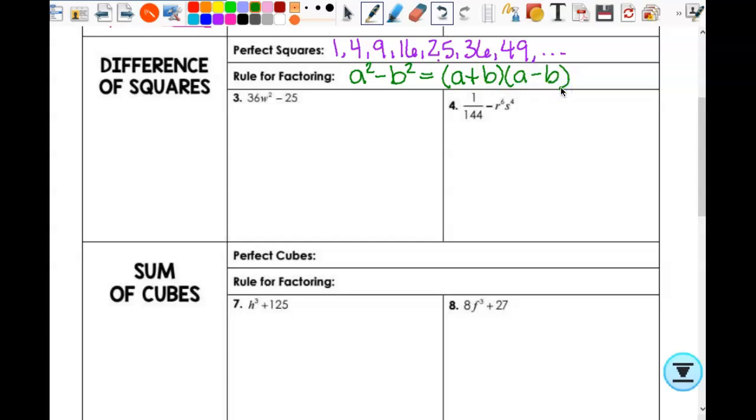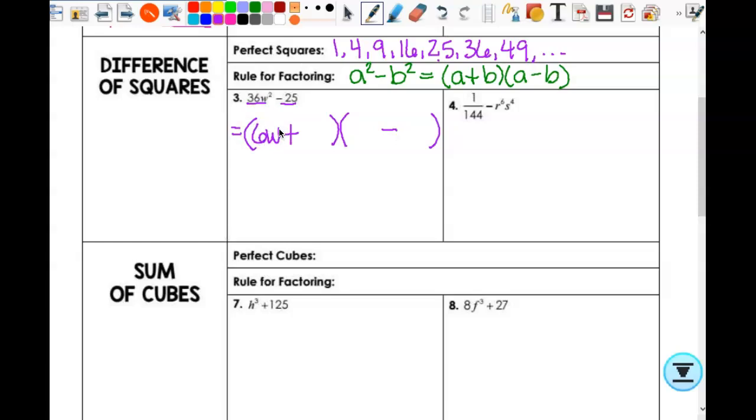This kind of thing comes up quite a lot, so being able to factor it is super easy and super quick. And all you got to do is take the square root of the first one, square root of the second one, and put them in their parentheses correctly. So when we look at number 3, this is a perfect square and this is a perfect square. So I'm going to have 2 binomials. One of them is plus, one of them is minus. And then I just plug the same things in. What's the square root of 36w squared?